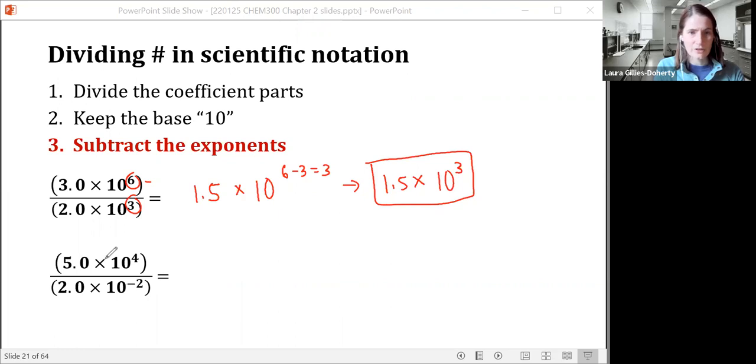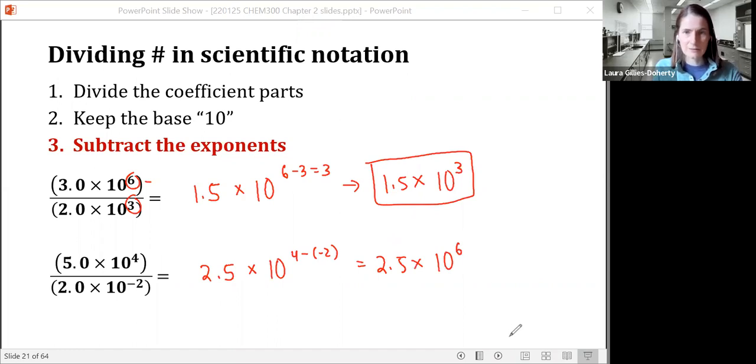Okay, next one. We have 5.0 times 10 to the 4th divided by 2.0 times 10 to the negative 2. So again, we're going to divide the coefficients. 5 divided by 2 gives us 2.5. Keep base 10, and now we have to figure out our exponent. So it's going to be 4 minus negative 2, which equals 6, so 2.5 times 10 to the 6th. And again, double check this on your calculators, but you should be able to do these ones without using your calculators. It's actually faster as you get used to it to do these in your head and quickly write the answer than to be plugging things into your calculator.